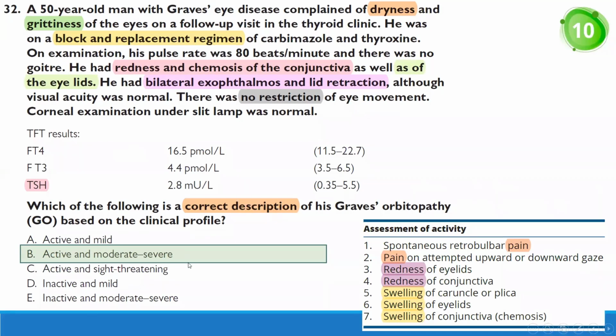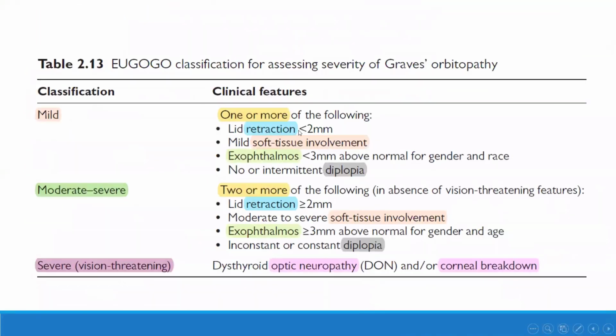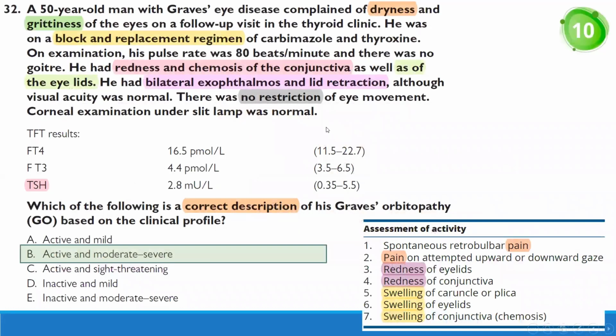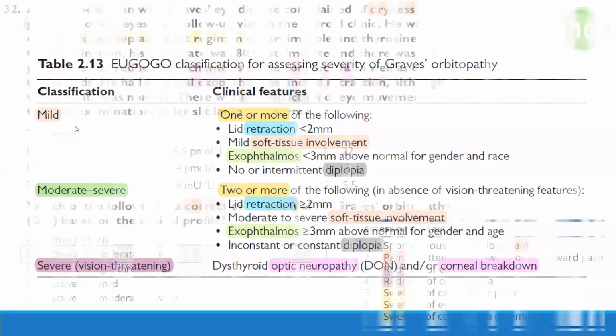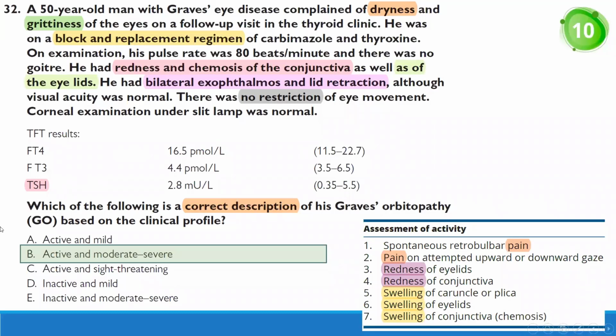But is this mild or moderate? Actually, we need to check lid retraction in millimeters, soft tissue involvement, and exophthalmos. Here, he did not mention the exophthalmos in millimeters or lid retraction in millimeters, or soft tissue involvement, or whether diplopia is present or not. So we cannot differentiate between mild and moderate to severe from this case scenario. So is it active and mild? I can accept this answer. Active and moderate to severe, I can accept this answer. I cannot differentiate between these two items from the clinical case scenario. But in the Atlas book, they answered it as active and moderate to severe. If anyone has a comment about this scenario, it is welcome.